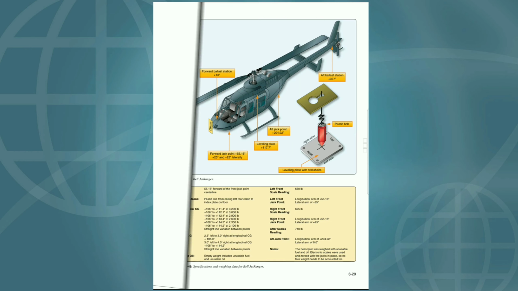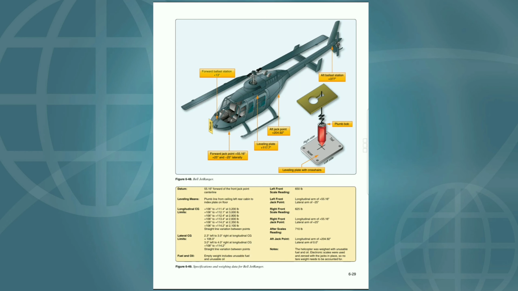6-28. Forward ballast station plus 13. Aft ballast station plus 377. Datum. Plumb Bob. Aft jack point plus 204.92. Right side. Nose. Tail. Leveling plate. Plus 117.7. Forward jack point plus 55.16. Plus 25, and minus 25, laterally. Left side. Leveling plate with crosshairs. Figure 6-48. Bell Jet Ranger.